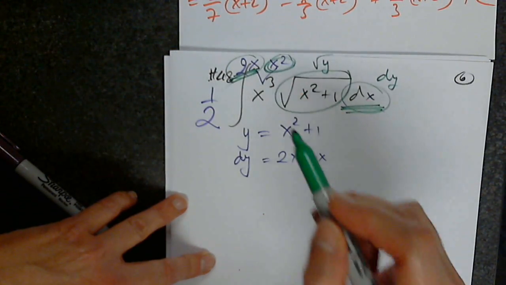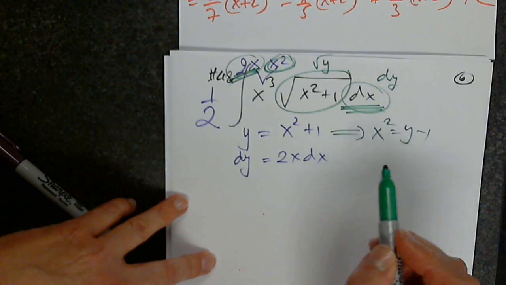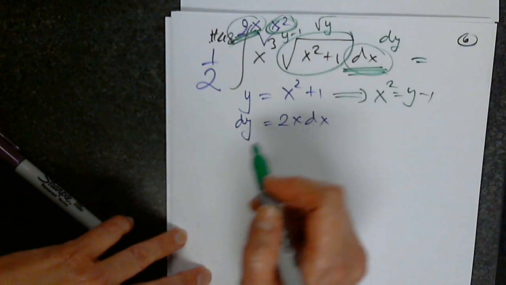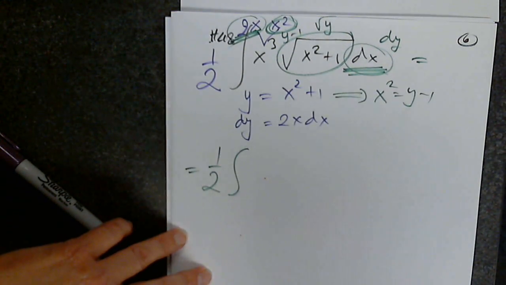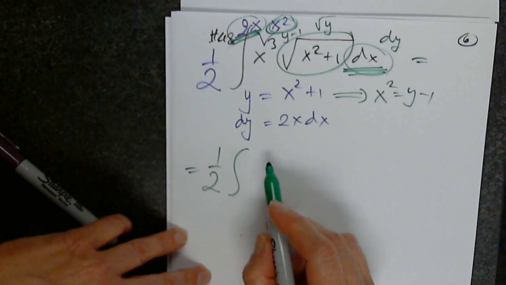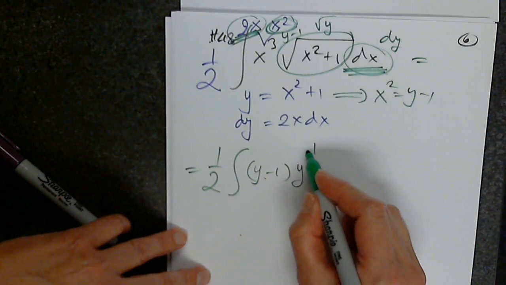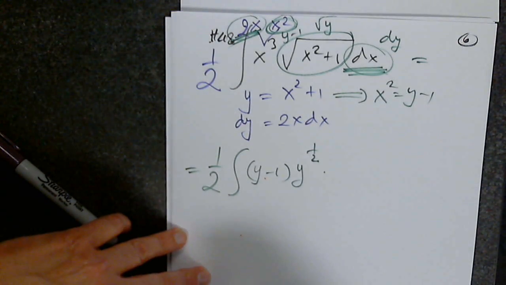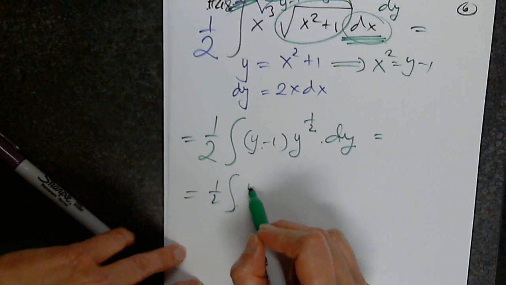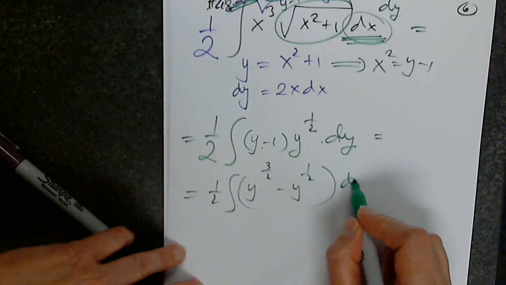And what about x squared? x squared is y minus 1. Let's put everything together. 1/2 in front, the integral of y minus 1 times y to 1/2. That's it. I will distribute it. So this is 1/2 the integral of y to 3/2 minus y to 1/2 dy.